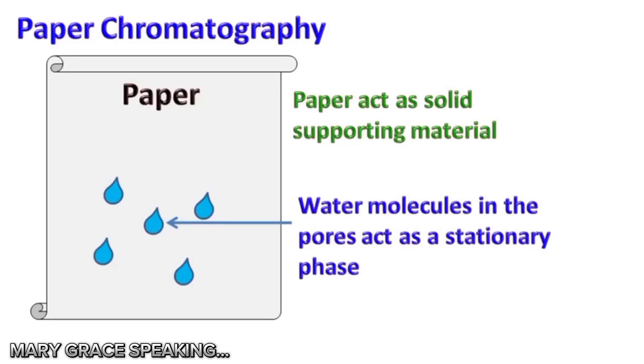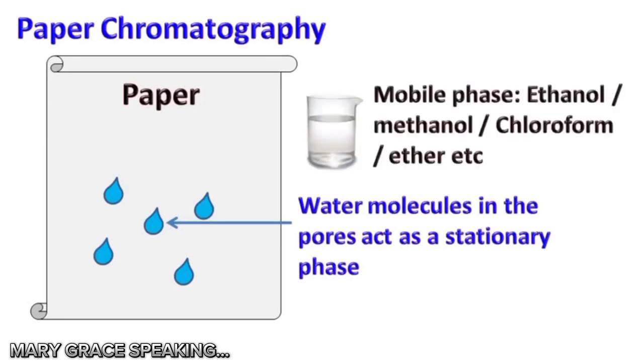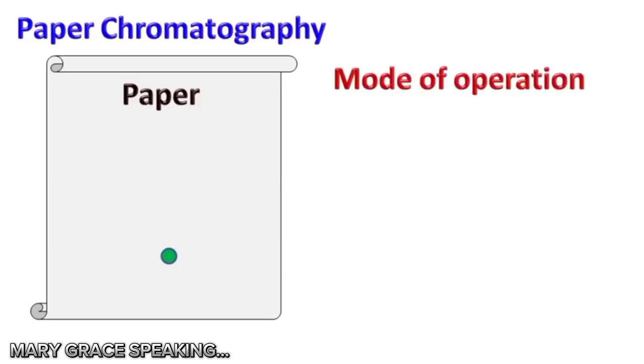A mixture of different solvents such as ethanol, ether, etc. can be used as a mobile phase. Now, the sample is applied on the paper using a capillary, where the process is a liquid flowing in a narrow space without the assistance of external forces like gravity.